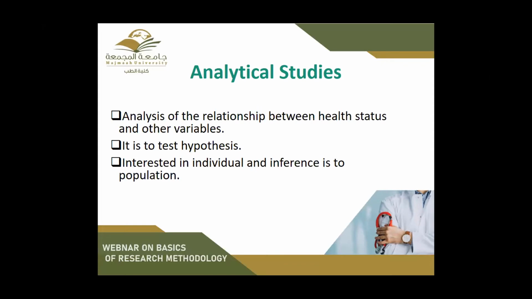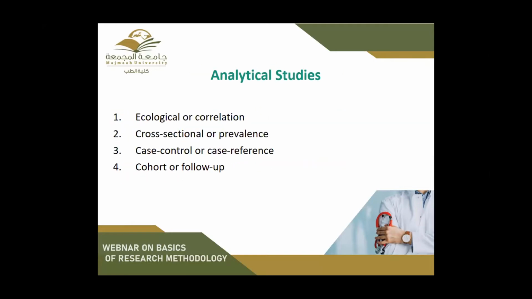Then if you want to be sure, we will do an analytical study. If you want to be even more sure, we can go to an experimental study. We are interested in individuals, and the inference is to the population. Usually I study individuals, but when I have my results, I can apply these results to the population. For analytical studies, we said that we have four types: ecological study, cross-sectional study, case control study, and cohort study.